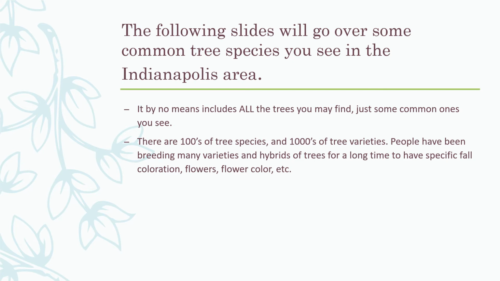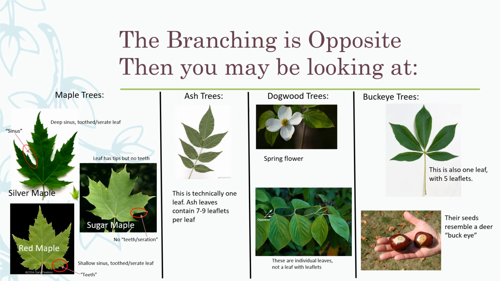People have been breeding many varieties of hybrids of trees for a long time to have specific fall coloration or flower colors, etc. So there's many of them, but we'll go over some simple ones. All right, so this is not directly using a dichotomous key, but I just want you to know that if your branching's opposite, then you're looking at a very small number of options of what you can have. The first one being maples, right?